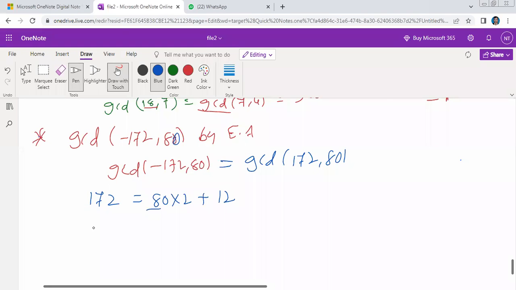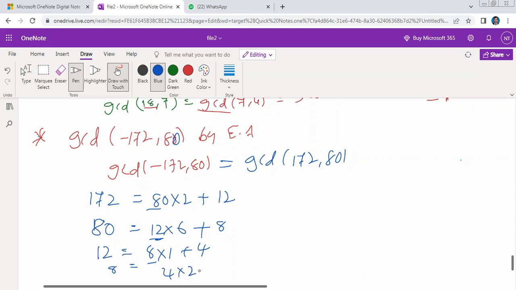Then again 80 is equal to 12 into 6 plus 8. Then again 12 is equal to 8 into 1 plus 4. Yes, 8 into 1 plus 4. 8 is equal to 4 into 2 plus 0.